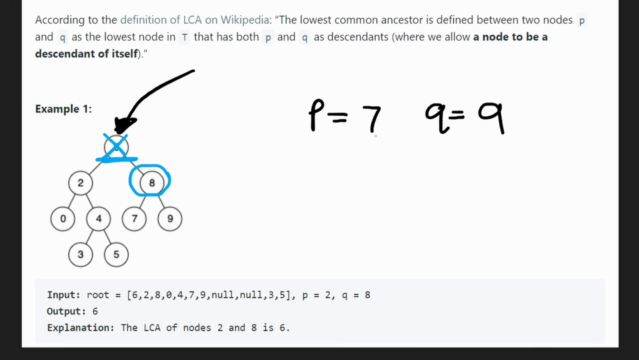So now, once again, we're going to repeat that. We're going to say 7, that's going to be less than 8. So for 7, we're going to have to look in the left subtree. 9 is greater than 8. So for that, we're going to have to look in the right subtree.